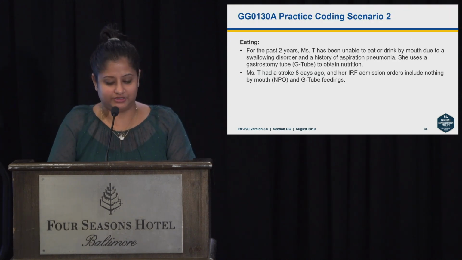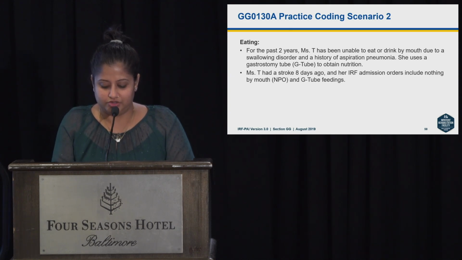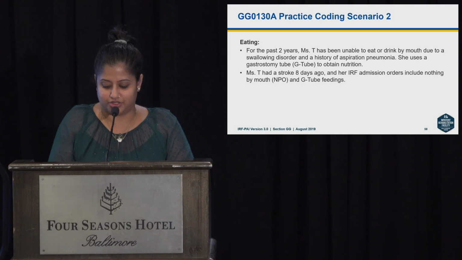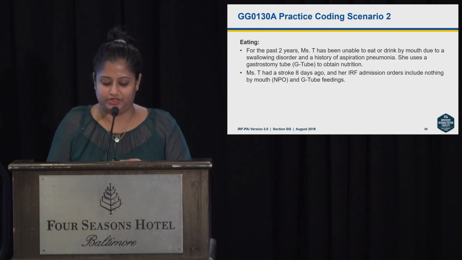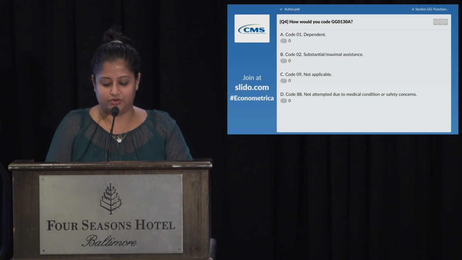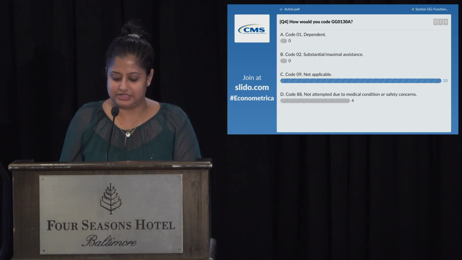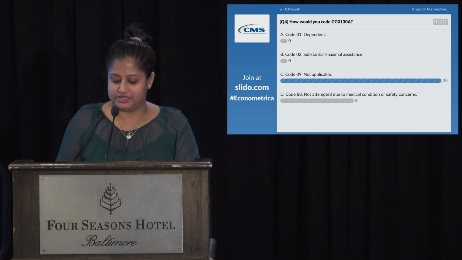So our practice scenario is for the past 2 years, Ms. T has been unable to eat or drink by mouth due to a swallowing disorder and a history of aspiration pneumonia. She uses a gastrostomy tube, G-tube, to obtain nutrition. Ms. T had a stroke 8 days ago, and her IRF admission orders include nothing by mouth and PO and G-tube feedings. How would you code GG0130A? Is it A, 01, dependent, B, 02, substantial or maximal assistance, C, 09, not applicable, or D, 88, not attempted due to medical condition or safety concerns?